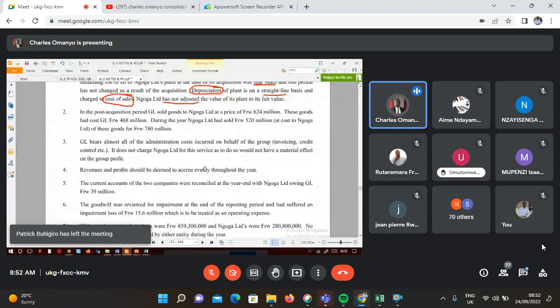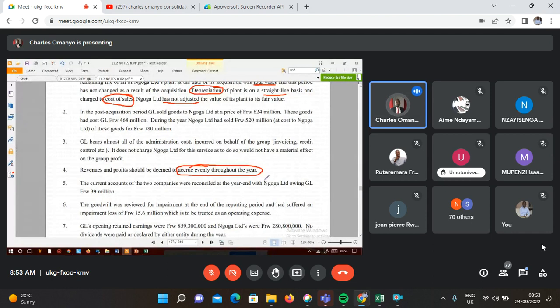Revenue and profits should be deemed to accrue evenly. This statement is what allows us to divide the income statement into two, pre and post. 9 over 12. Accrue what? Evenly. If it accrues evenly, it allows us to divide the income statement into two parts.